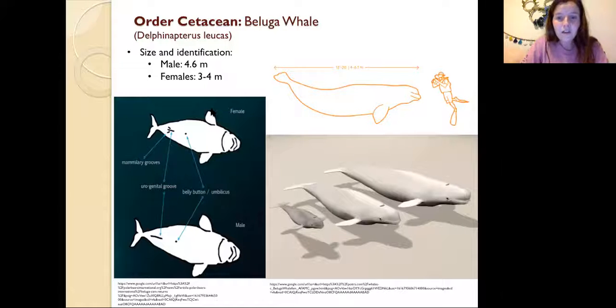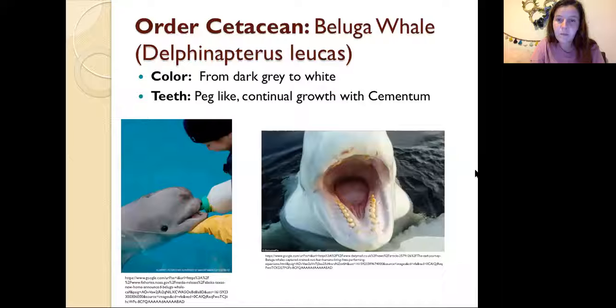So looking at some of their key characteristics, you have your male and female. You can identify them. The male has almost an exclamation mark with the genital groove in the belly button area, but the female has these mammary grooves, and it's more fork shaped. Females are typically smaller than the males. You can see that here. They come in at about 3 to 4 meters, while males are around 4.6.